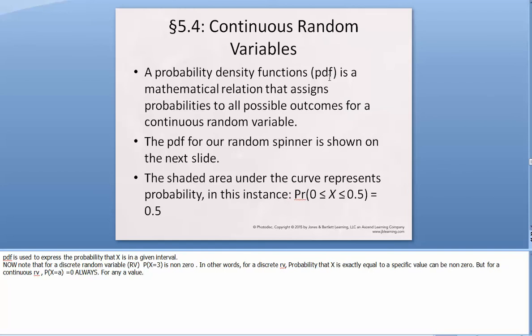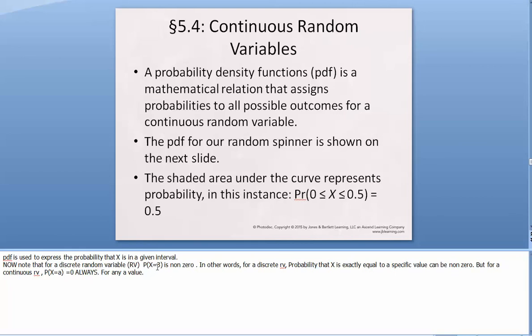Now, the PDF is actually for a continuous random variable, and the PDF is used to express the probability that X is in a given interval. When you talk about continuous random variables, it does not make sense to talk about the probability that a continuous random variable X is exactly equal to one particular value. For example, the probability that X equals 3 if X is continuous is 0. Okay, but for a discrete random variable, the probability that X equals 3 is non-zero.